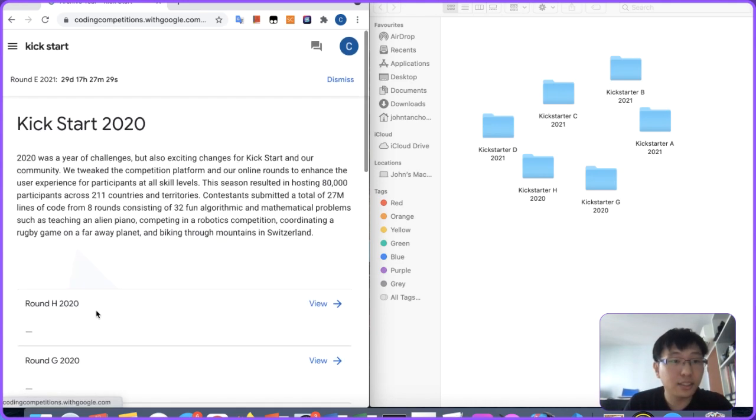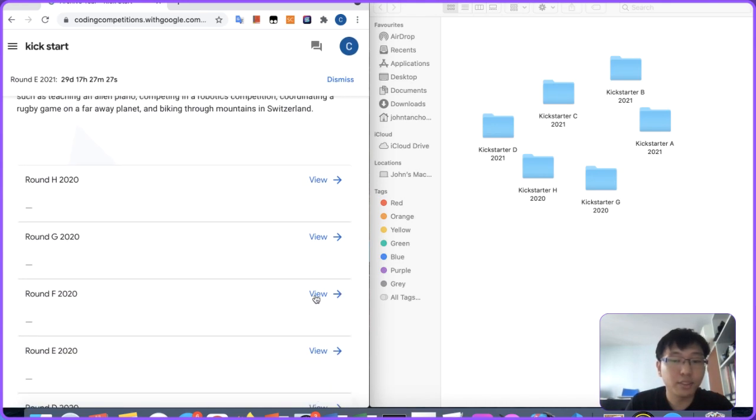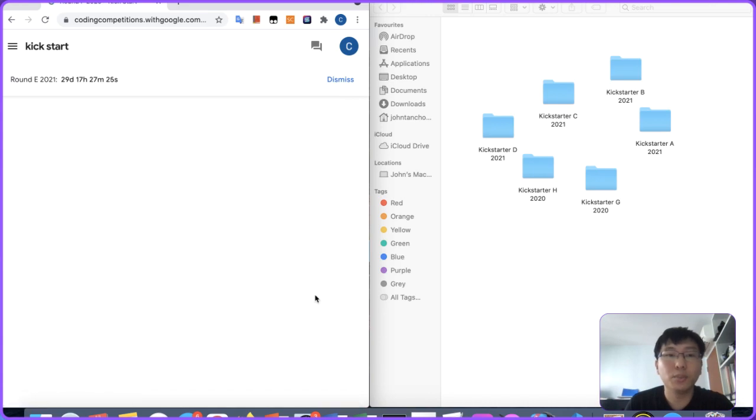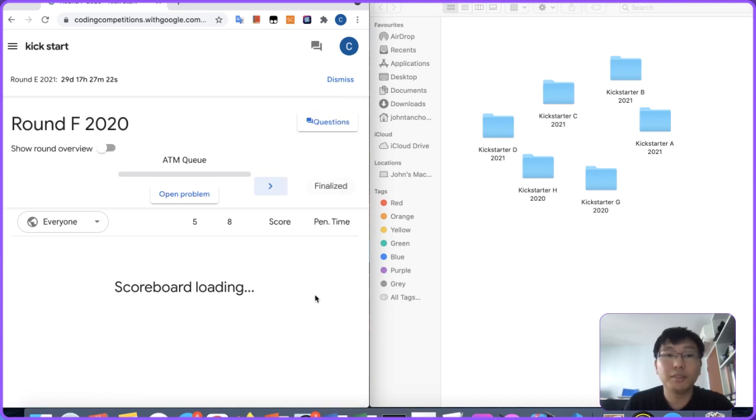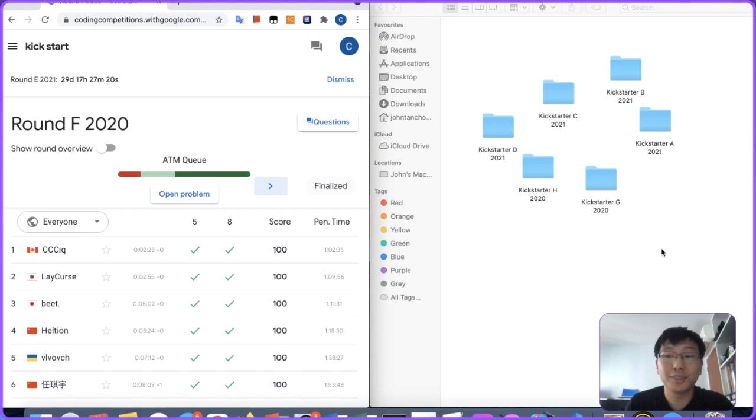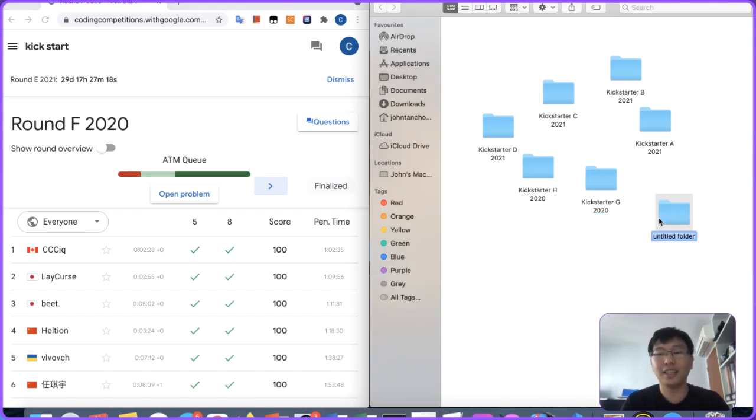And let's see. Let's try doing round F today. Today I only have 1 hour, so I hope to solve maybe the first two problems, if possible. The first three. Let's just see how much I can do.